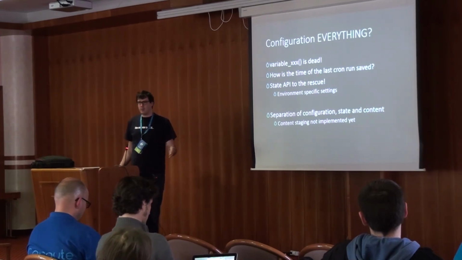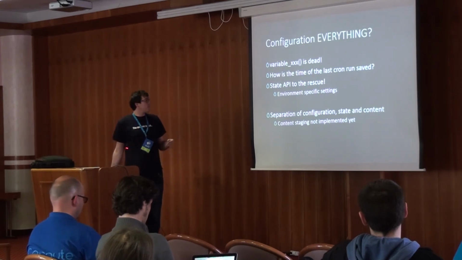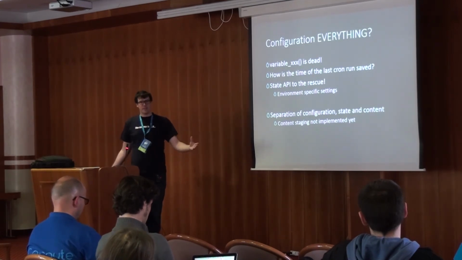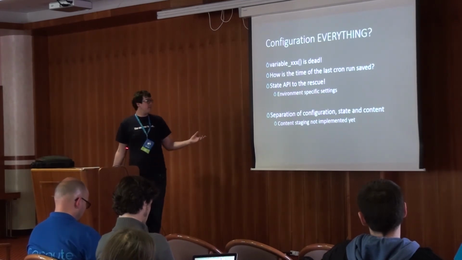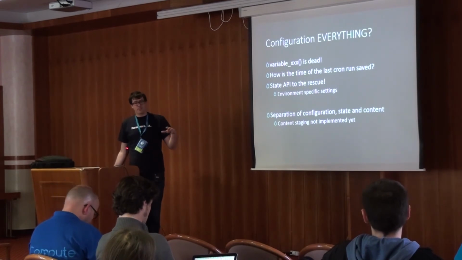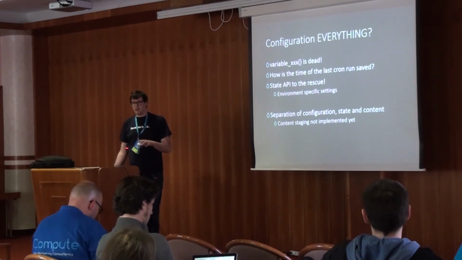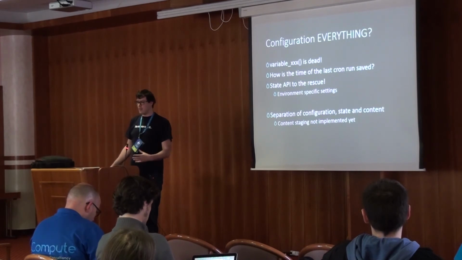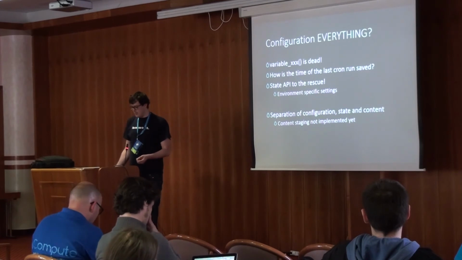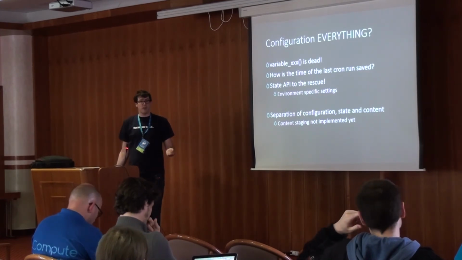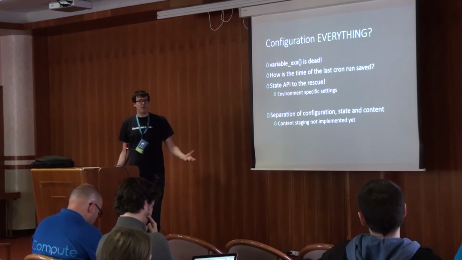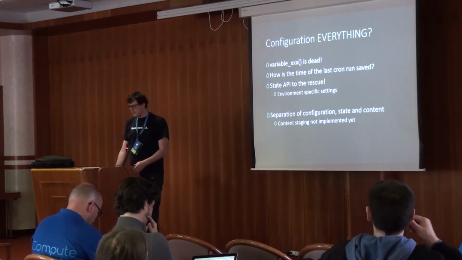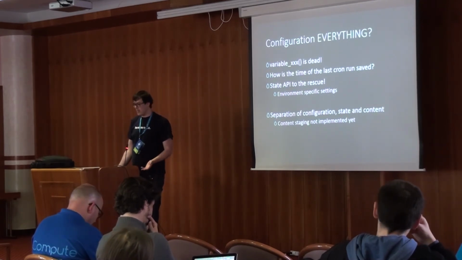So instead of variable get and set, you use either configuration, where that makes sense, or the state API, where that makes sense. And the state API is for the things that are very site and environment specific. For example, the classical example here is the time of the last cron run. You don't want to have that as a configuration, of course. But it still needs to be saved, and you still need to access it. And this is where the state API comes in.